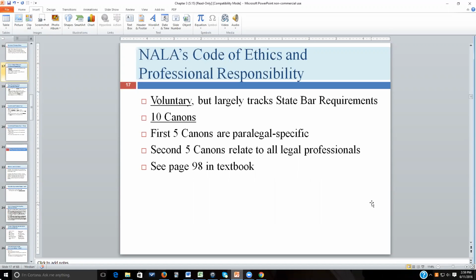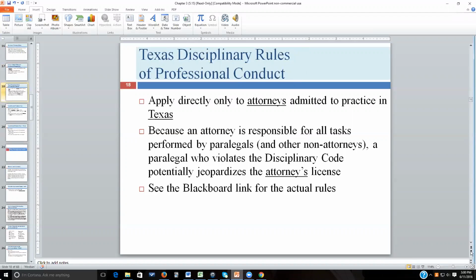The first 5, and we will do the first 5 first, are the paralegal-specific ones. And then the second half, the second 5, are going to relate to all legal professionals, including attorneys and other professionals who work in the legal environment, legal secretaries and other individuals. This page in the textbook is probably wrong. This is from an earlier edition. You'll be able to find this information, though, in Chapter 3 of the textbook, where you'll see the 10 canons listed. So let's talk about the second tool.